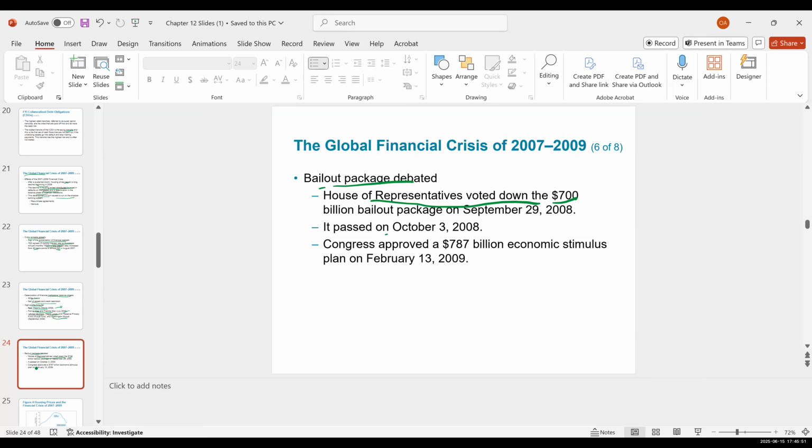That bill passed on October 3rd, 2008, just a month before the presidential election. And then when President Obama came to office, on February 3rd, 2009, just 1 month into office, Congress again approved another $787 billion economic stimulus. So think about it, 700 plus 787, that's about $1.5 trillion already. That was the only money that Congress was approving.